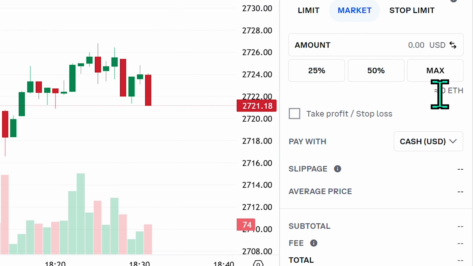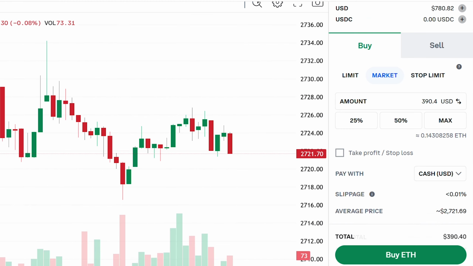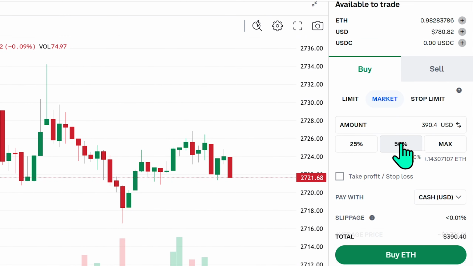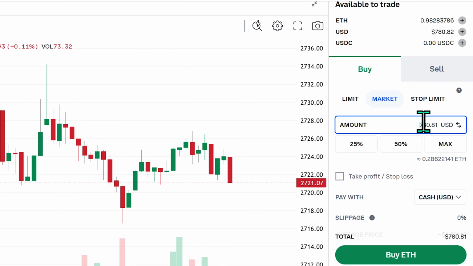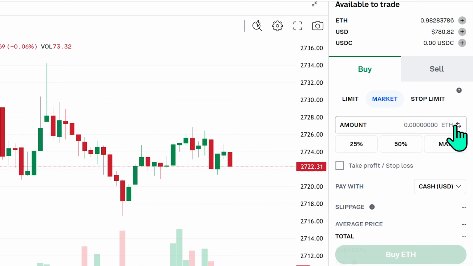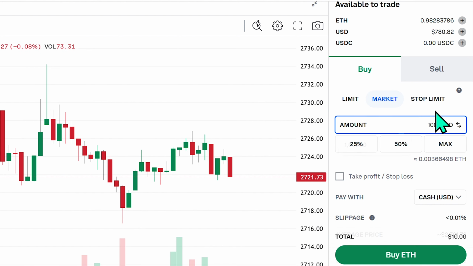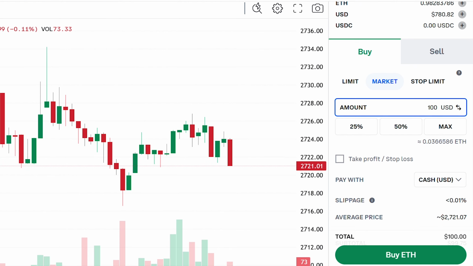Now, the other way that we can go about it instead of putting 0.2 or the actual US dollar price is we can just select 50%. What does that do? The 50% mark is basically taking whatever money we have and using 50% of that. We can use 25% of it. We can use the maximum amount. But what I like to do is simply put in the US dollar amount or put in exactly the amount that I want to purchase. So for this example, we're going to purchase $100 of Ethereum. And now let's go and show you all the options.